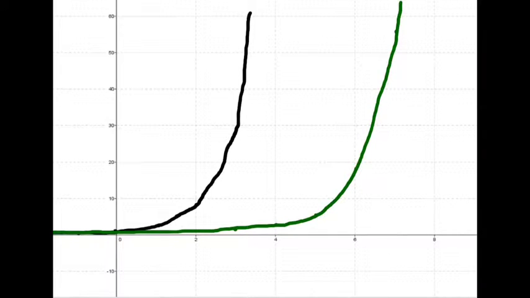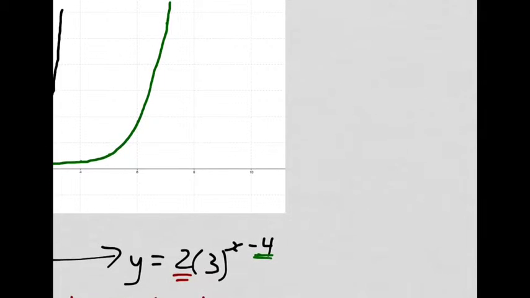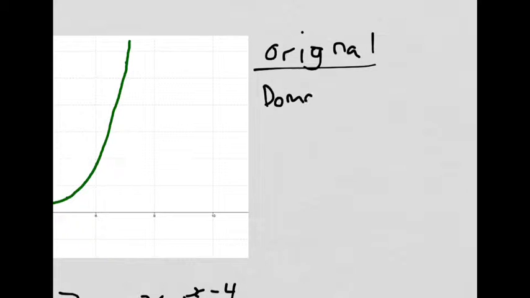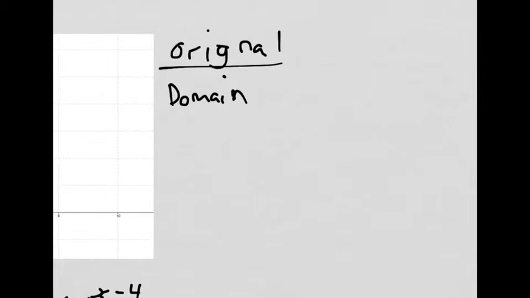They also ask us for the effects that the transformations had on the domain, the range, the equation of any asymptotes, and any intercepts that we had. Okay, so let's talk about that. So my original domain, what was that? The black curve there. It's everything, right? So x is an element of real numbers.